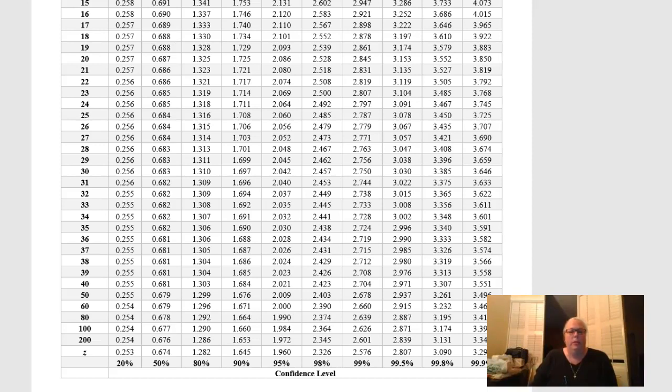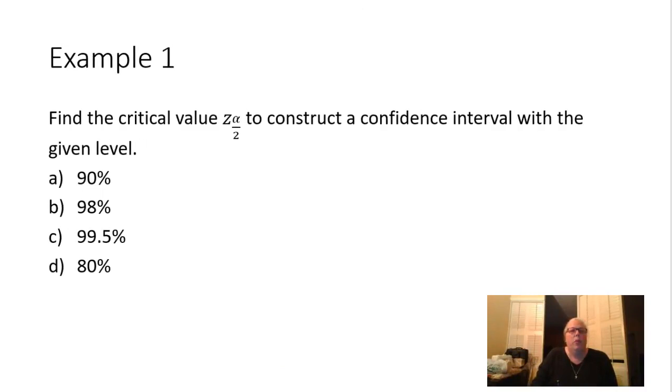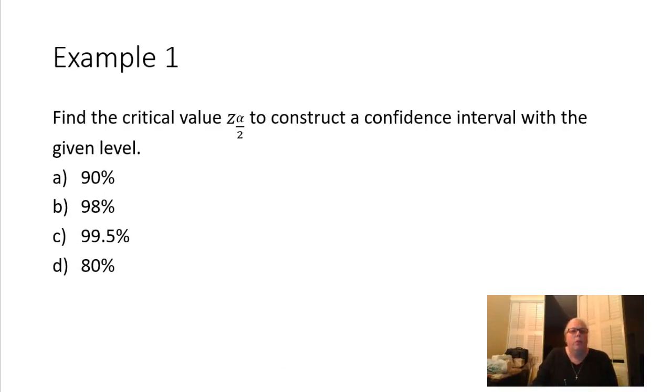Now for part A, we were looking for the critical value that goes with 90%. So down here, we're finding 90%, there it is, and the critical value that I want, there it is, it's located 1.645. So for part A, we know we want our answer to be 1.645.